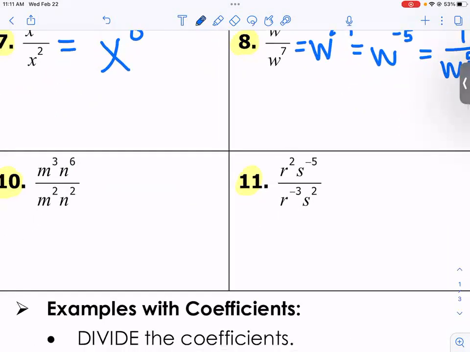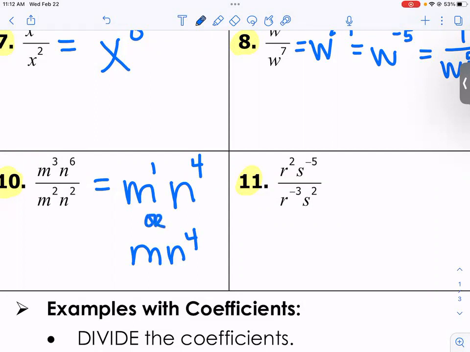Now, when I look at number 10's answer, I am seeing m to the 1st, n to the 4th. And I think everybody agrees with that. If we take 3 minus 2, we get an exponent of 1 for m. If we take 6 minus 2, we get an exponent of 4 for n. What I will be flexible with, you can leave this as m to the 1st. You could also write it as m times n to the 4th. Either one of them is acceptable.